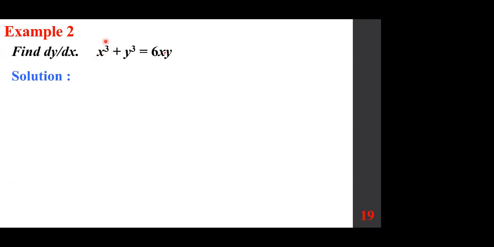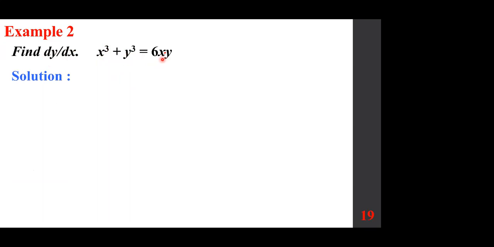X cubed, 3x squared. X cubed is 3x squared. Y cubed, 3y squared, y prime or dy dx. And because it says dy dx, we're going to use dy dx.